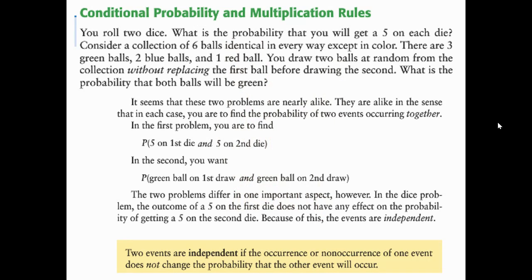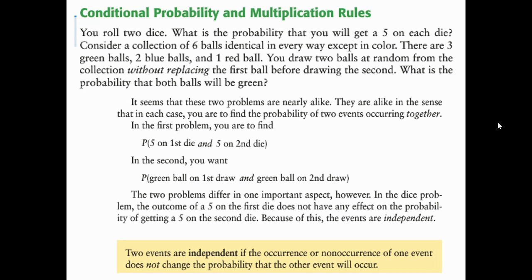You roll 2 dice. What's the probability you get a 5 on each die? Consider a collection of 6 balls identical in every way except color. There are 3 green, 2 blue, 1 red. You draw 2 balls at random from the collection without replacing the first ball before drawing the second. What's the probability that both of the balls will be green?